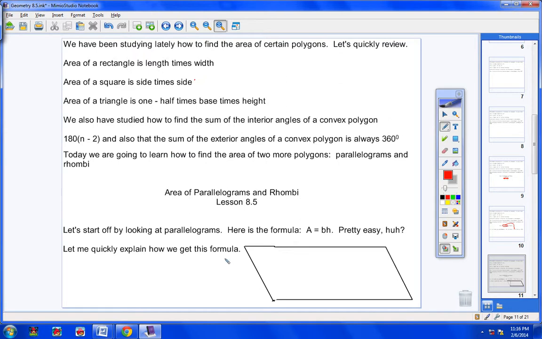Let me quickly explain how we get this formula. You don't need to write this part down here, just watch, okay? Here's a parallelogram. Everybody sees that right here? Typical parallelogram. I'm going to kind of trace it here.